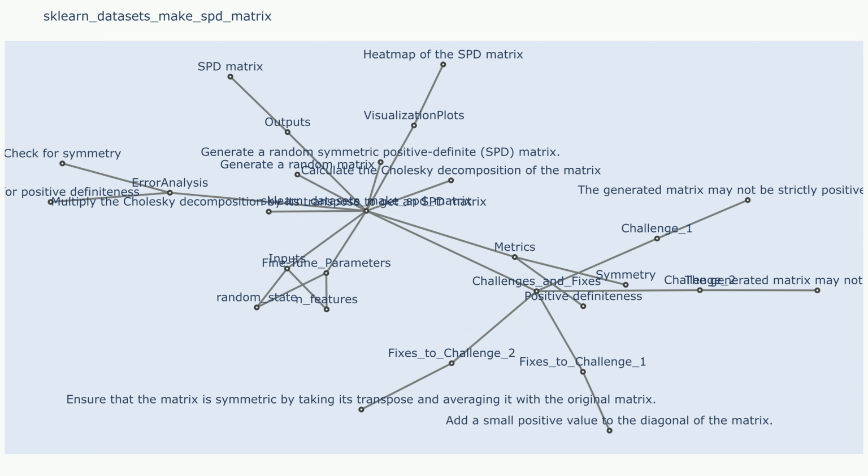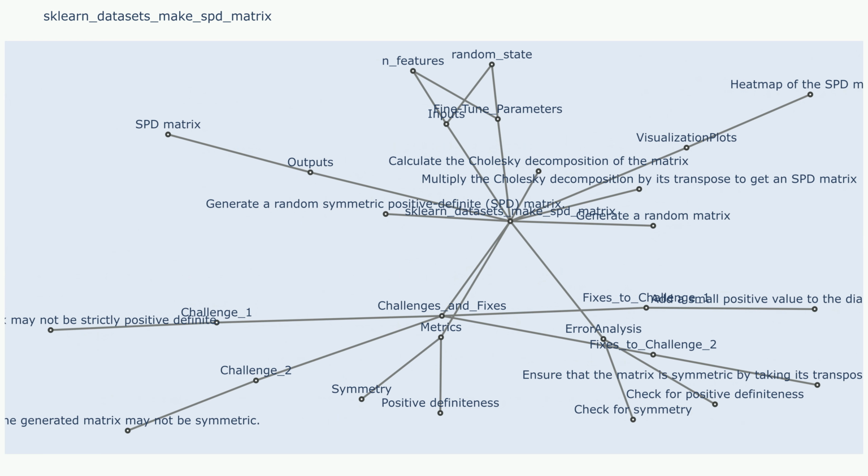N samples, a NumPy array representing the generated SPD matrix. Steps. Generate a random matrix A of shape N samples by N samples using the specified random state. Compute the square of A, A2. Return A2 as the SPD matrix.